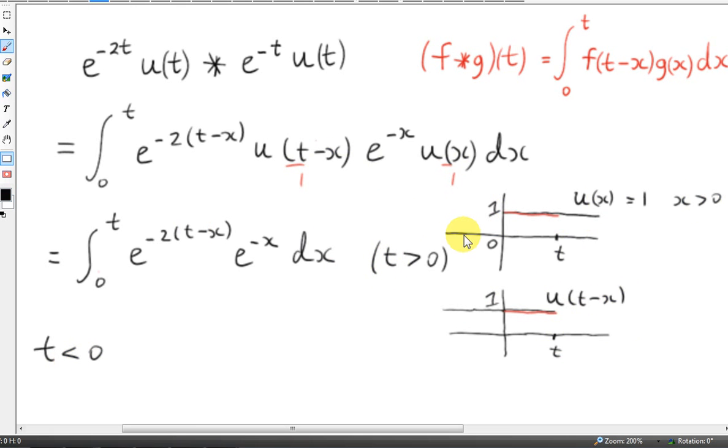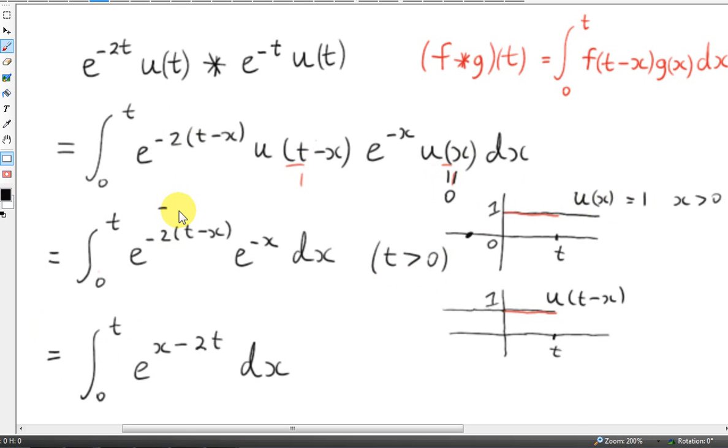Now, as I've explained before, if t is negative, t is somewhere here, then we see that this function is 0. So this here will equal 0 if t is negative. So the entire integral will be 0. So the convolution is 0. So we can forget about that situation. We're only interested in this integral for positive t.